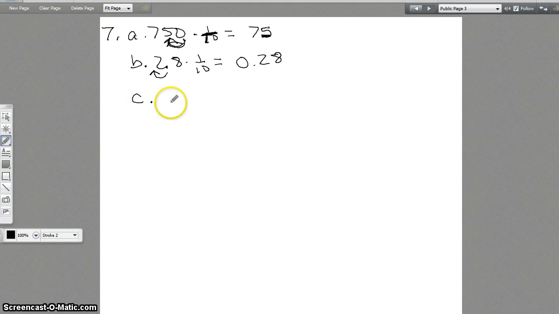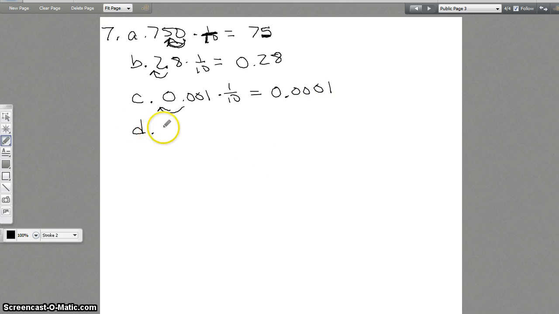Okay, part C, we have 0.001 times 1/10. Again, that moves the decimal one place to the left. Instead of two zeros in front of the one, now we will have three. 1, 2, 3, and then a 1.